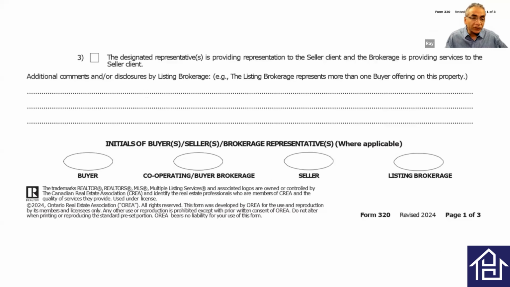Now, the bottom of the page is still the same. You basically have four circles for the initials, and you're going to fill it up the same way as before. Both buyer, seller, cooperating brokerage or buyer brokerage, and the listing brokerage have to initial this section.